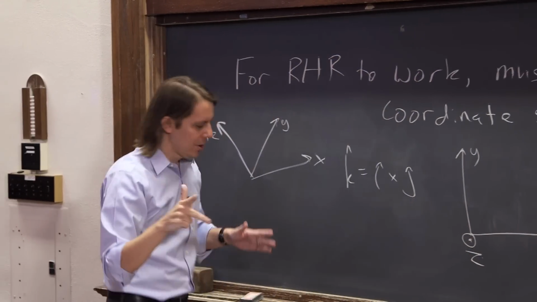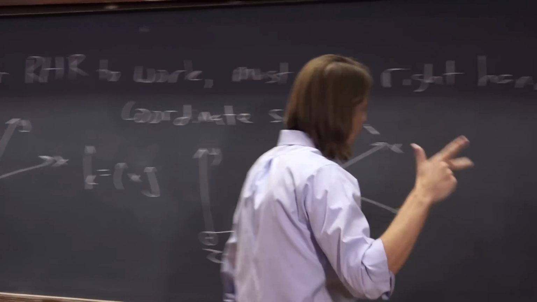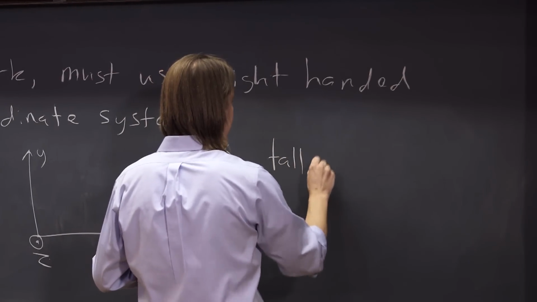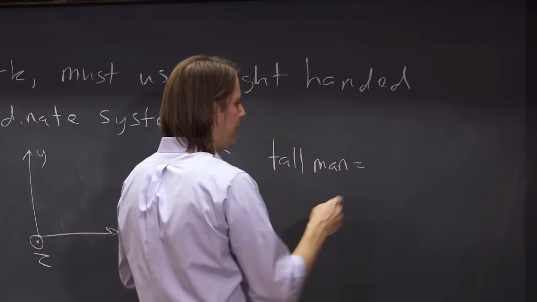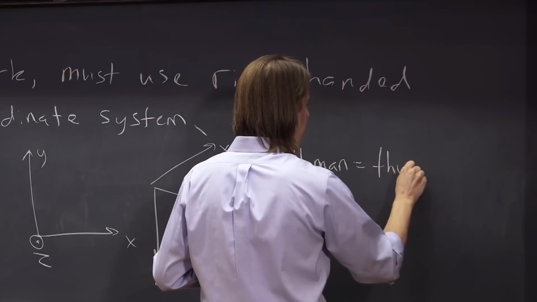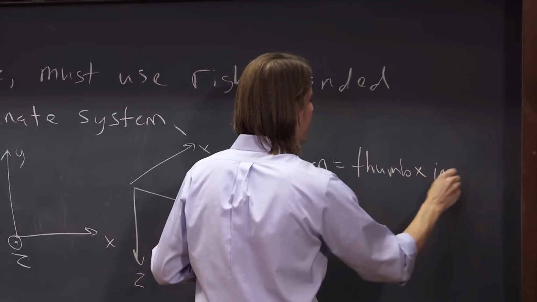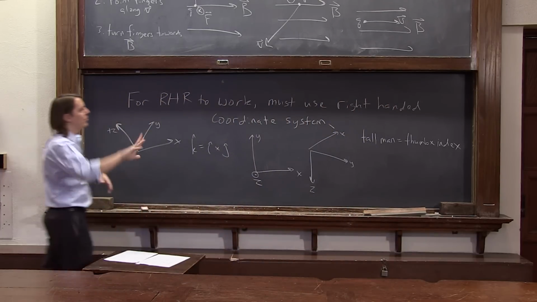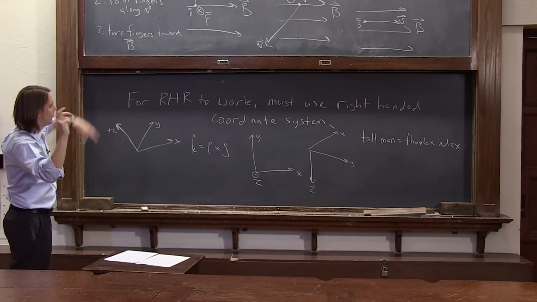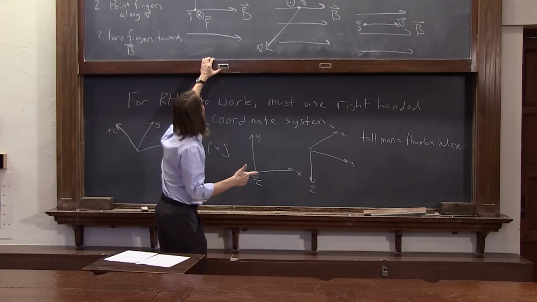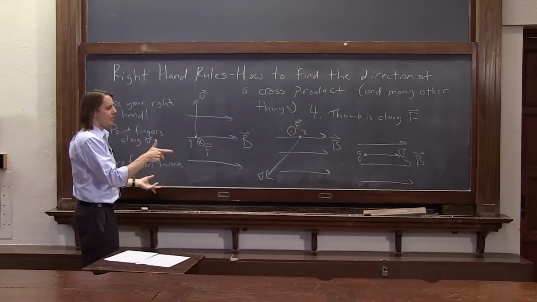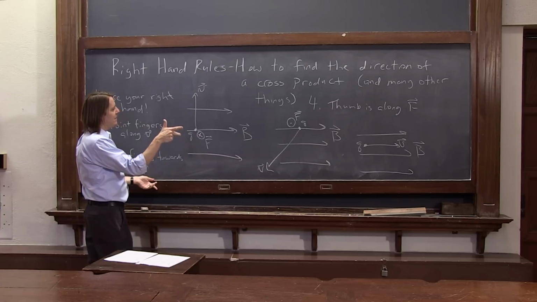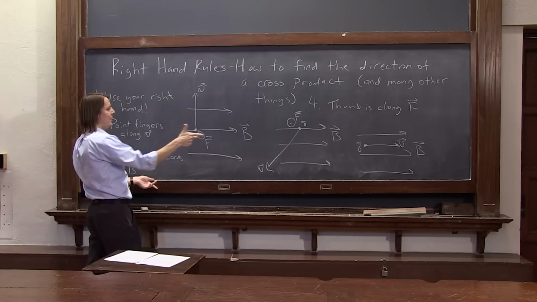And you just have to remember that if you do this, tall man is what I call that middle finger. Tall man equals thumb cross index. So if you would rather not do this version of the right-hand rule, you can just hold them like this, and you can always get it right. Because here, let's see, it would be that V cross B, V is thumb, and B is index. So tall man is the force, and there you go.